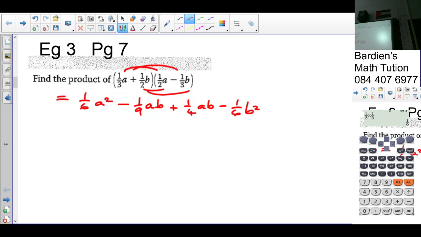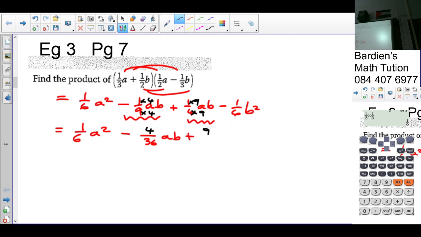Okay. So what do I do now? Again, like terms. ab and ab are like terms. So it's 1 over 6 a squared. This gives us an LCM of 36. So 9 times 4, I must multiply the 1 also by 4. I must multiply that by 9. So that's going to give you positive 9 over 36 ab minus 1 over 6 b squared.